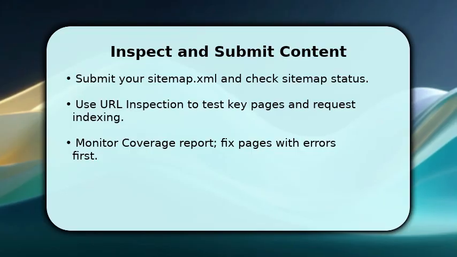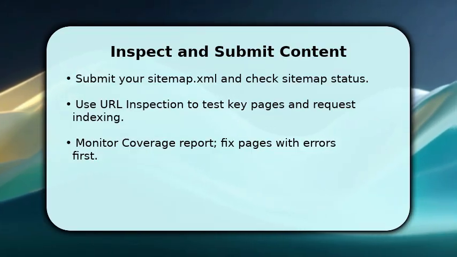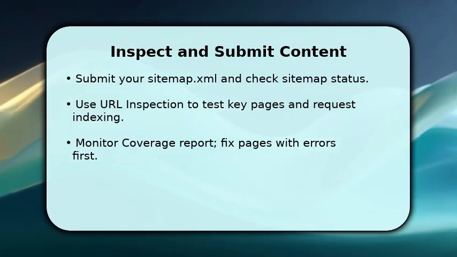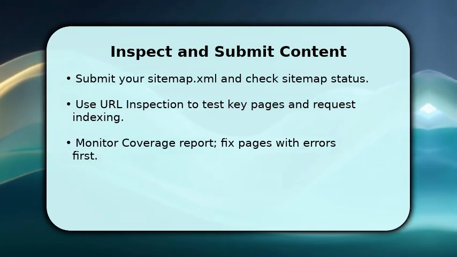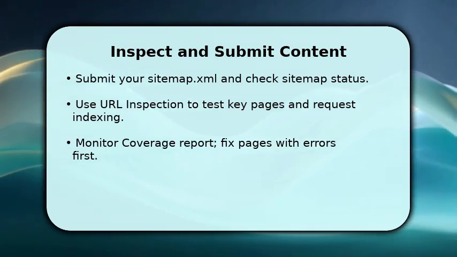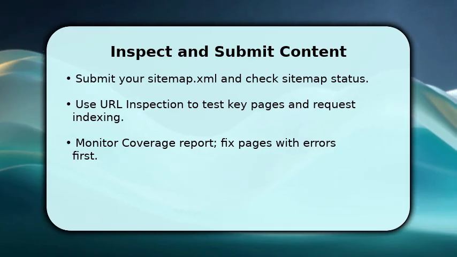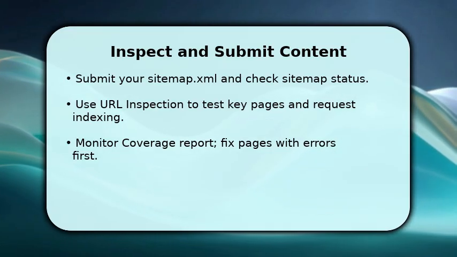Once verification is done, upload or enter your sitemap XML, and watch the sitemap status. This tells Search Console what to crawl. Use the URL inspection tool for priority posts. Test live URL, review indexability, then request indexing when fixes are made.